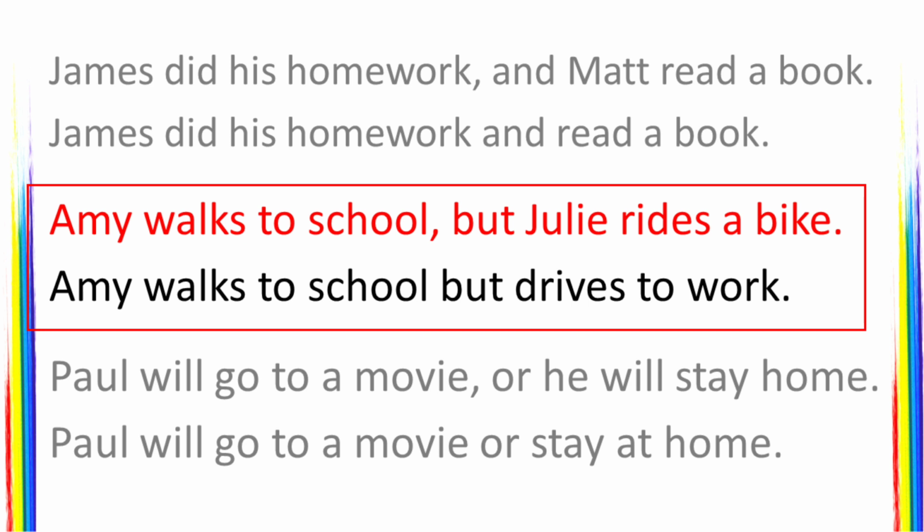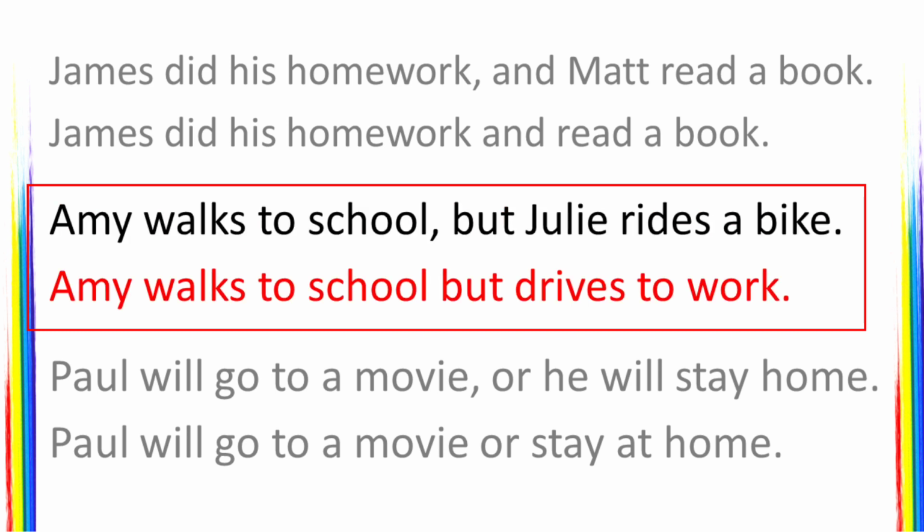Look at the next pair. Amy walks to school, but Julie rides a bike. Again, we have the subject Julie after the conjunction, so we put the comma before but. That's a compound sentence. But in the next sentence, Amy walks to school but drives to work. This is not a compound sentence because it doesn't have two independent clauses. It only has one subject, Amy, and the two verbs walks and drives. So do not put a comma in front of but in this sentence.